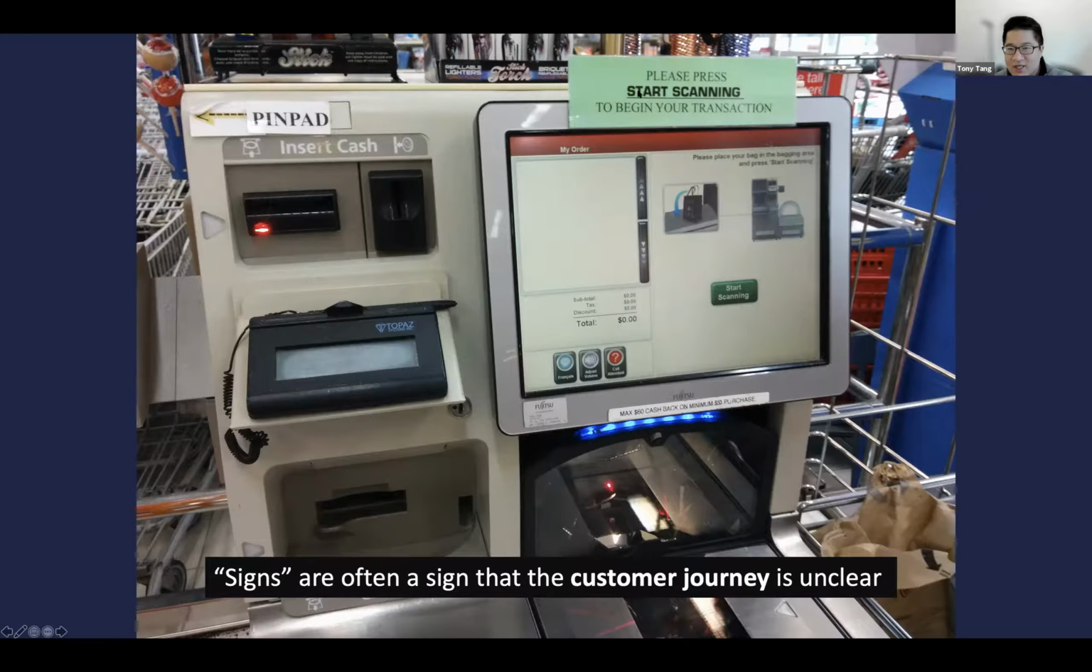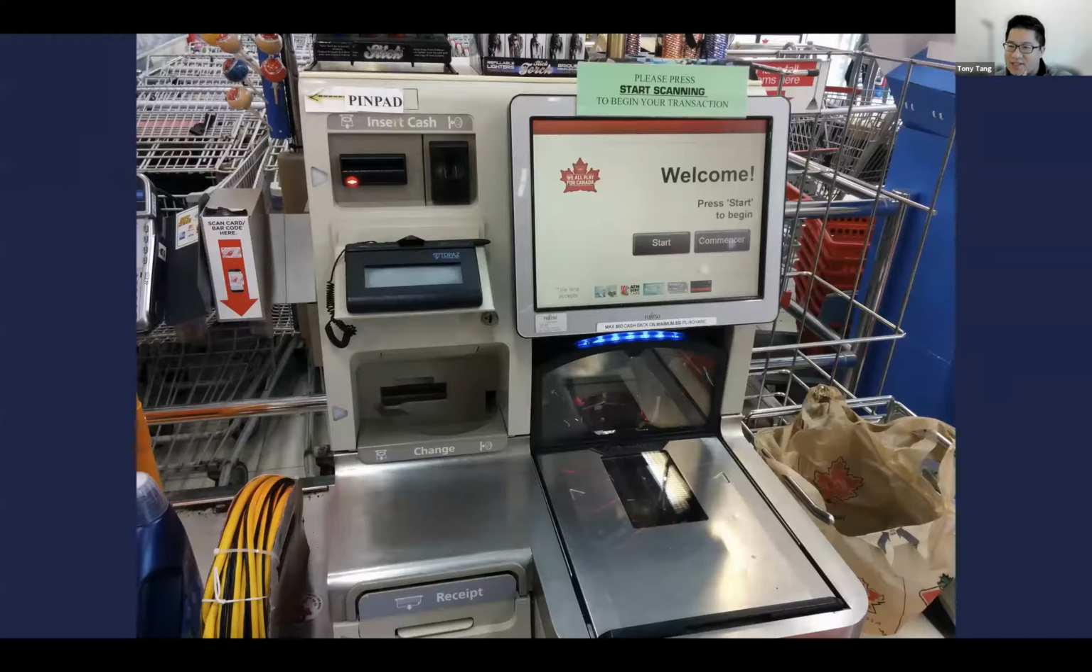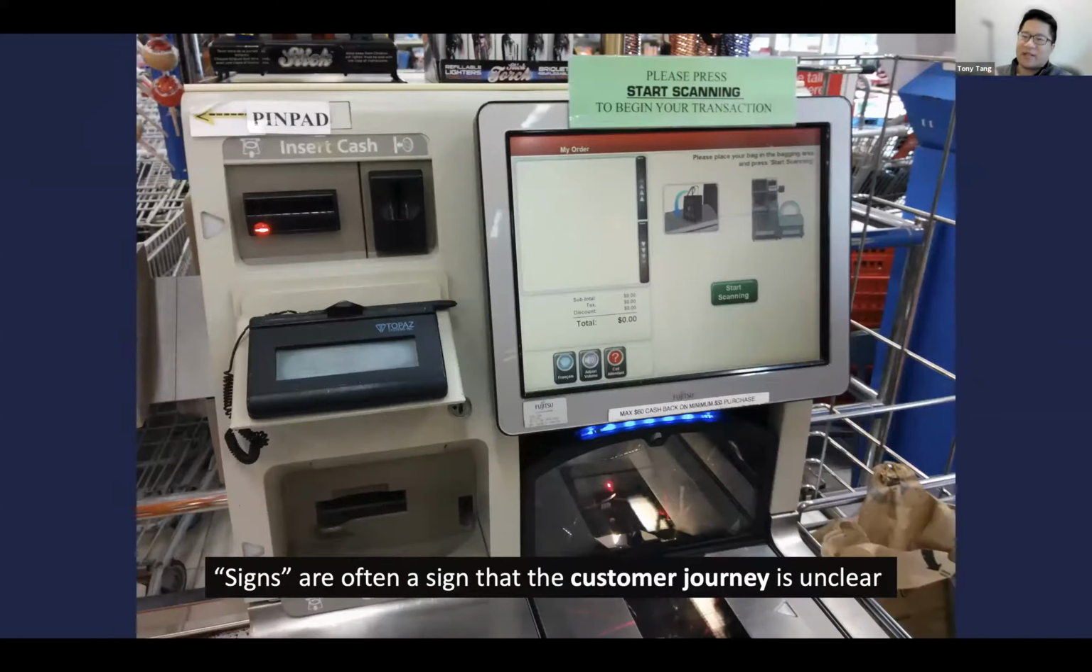So you can see here that there's a sign that says, please press start scanning to begin your transaction. So I have to press this button as well, start scanning. And you might be saying, hey, didn't you already press start? And the answer to that question is yes, I pressed start two times. I started twice before I was even allowed to start scanning. This is, again, a minor hiccup, but enough to make me annoyed, right?